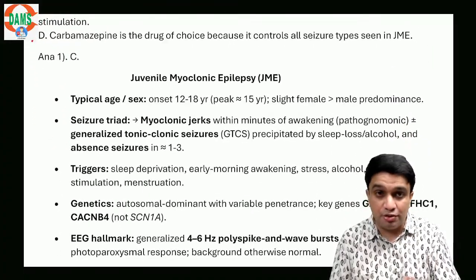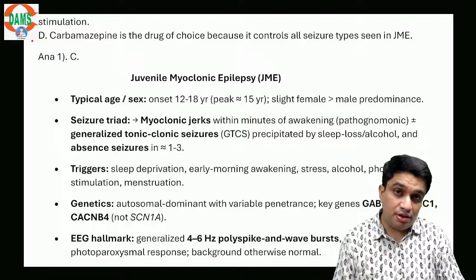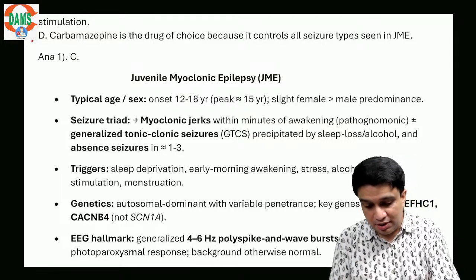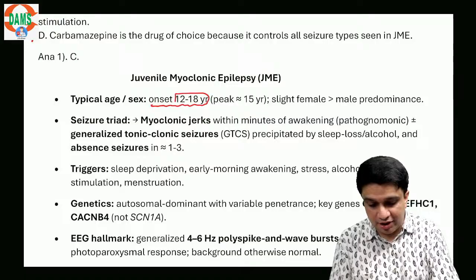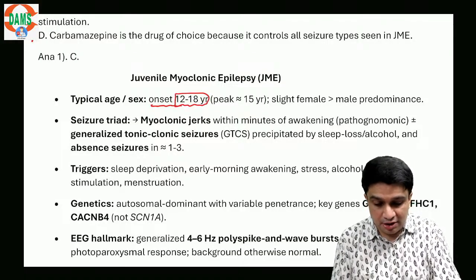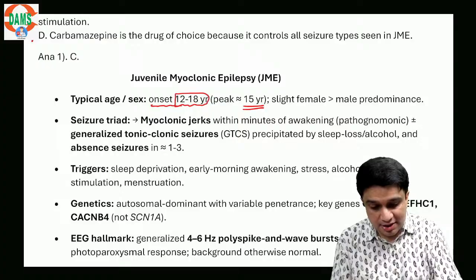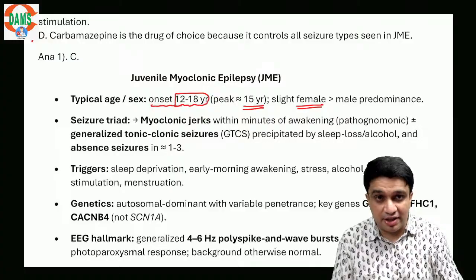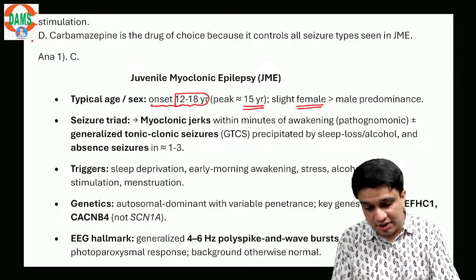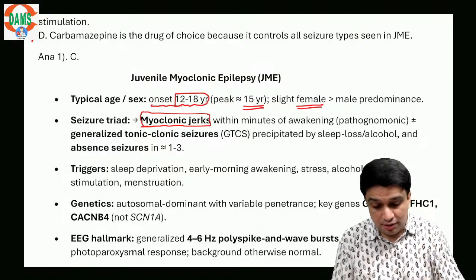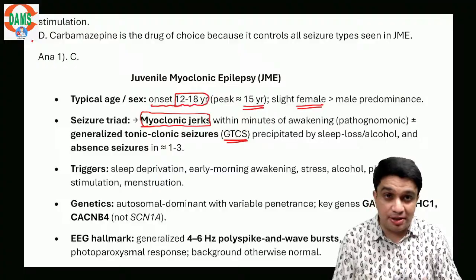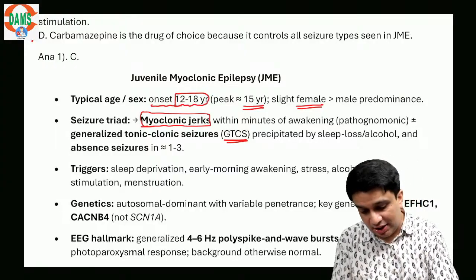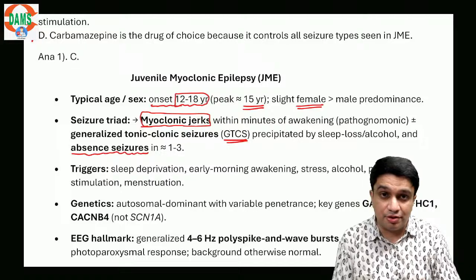So let's look into the basic nature of juvenile myoclonic epilepsy. The onset occurs in a bracket of 12 to 18 years of age, adolescent. The peak is at 15 years and it's slightly more common in females than males. Now, what is the seizure triad? Myoclonic jerks within minutes of awakening, which is pathognomonic, followed by GTCS precipitated by sleep loss, fatigue and alcohol, and absence seizures. That's the triad that we find.